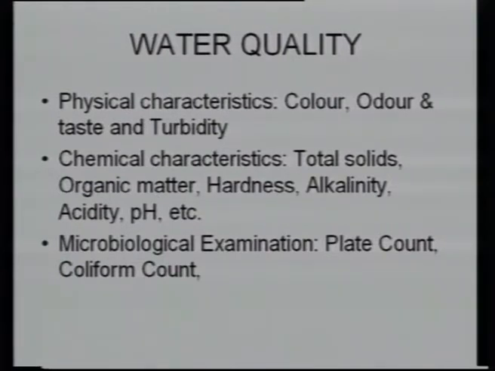Physical characteristics mean you just check the color, odor, taste and turbidity. For chemical characteristics, see the total solids, organic matter, alkalinity, pH. And for microbiological examination, plate count. So when you are going to set up a new factory or location, you must see the water quality in that area, because it is going to have an important impact on your product.